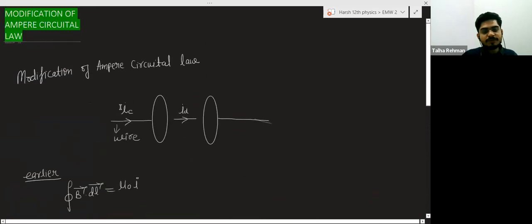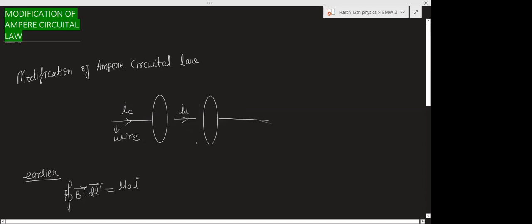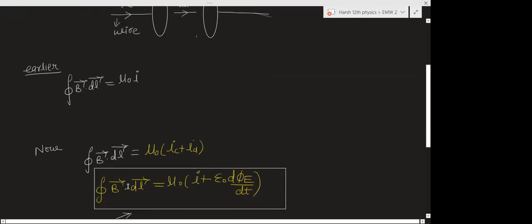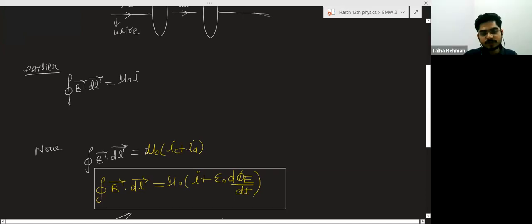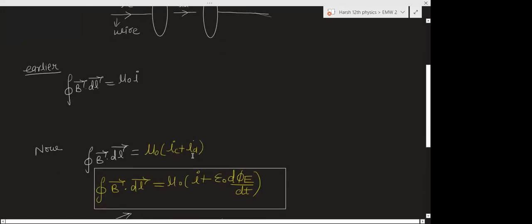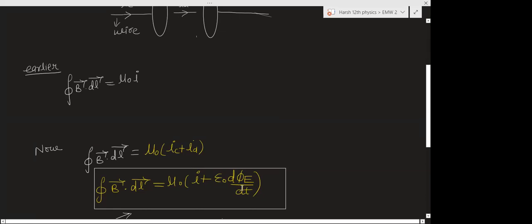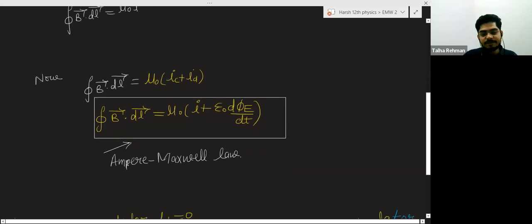Now there is a modification done by Maxwell. In the wire there is a conduction current, and in between the plates of the capacitor there is displacement current. Earlier, Ampere's circuital law was the line integral of B dot dl equals mu naught I. Now Ampere's circuital law changes: B dot dl equals mu naught times of conduction current I plus displacement current, which is epsilon naught d phi E by dt. This is known as the Ampere-Maxwell law.